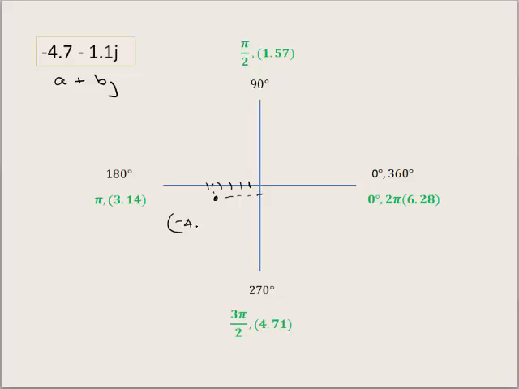So that point is actually -4.7 minus 1.1j. That's where that point is. Getting the idea now how the first number refers to the x-axis, the real axis, and the second number refers to the imaginary axis.